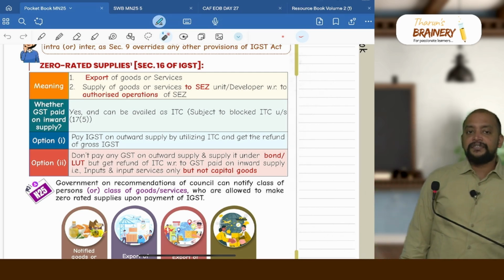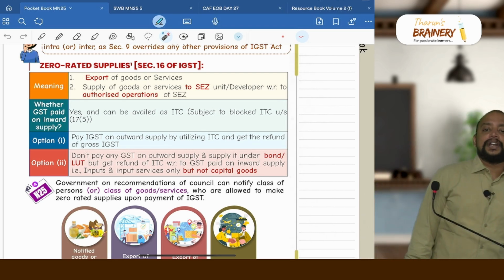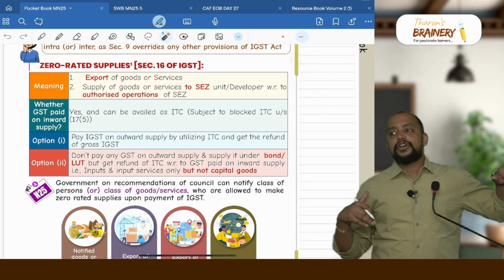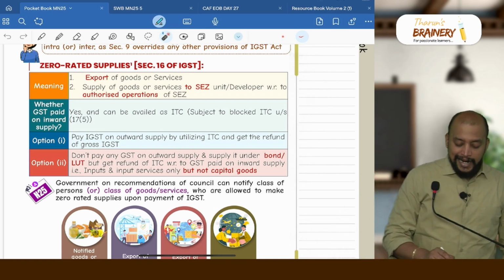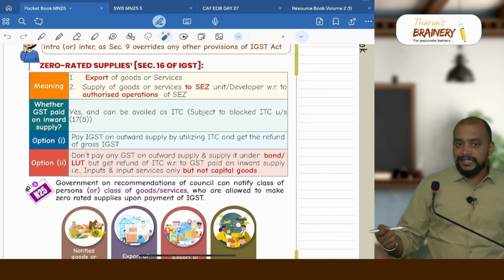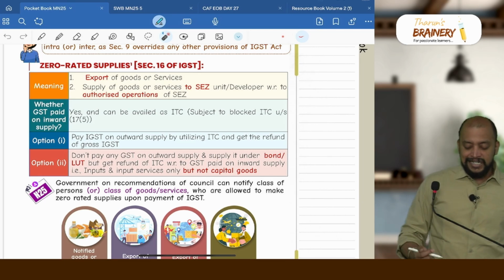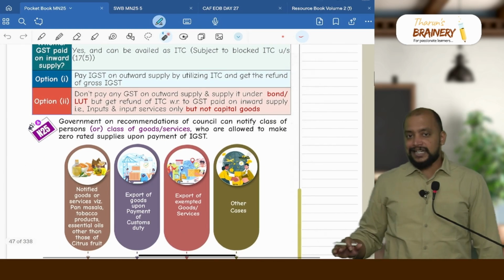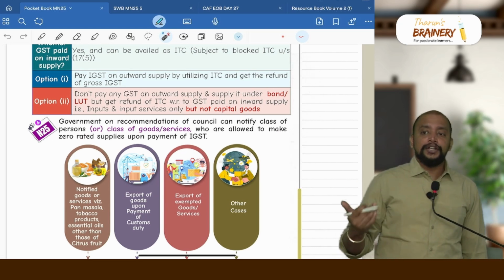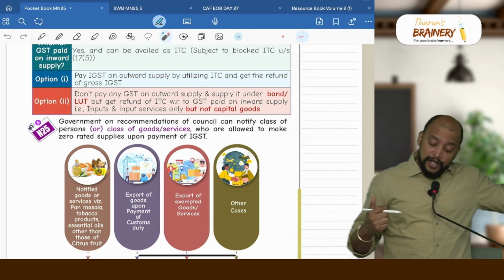Whether GST paid on inward supplies, yes, and that can be availed as ITC, but that is subject to blocked credit under section 17 subsection 5. Means when my outward supply is zero rated, I can definitely take ITC on my inward supply, but that is subject to block credit. And I have two options. Option number 1, upon zero rated supply, I will pay IGST and I will use my ITC for payment of IGST, and I will get the refund of gross IGST. Option 2, I will not pay any IGST on zero rated supply, and it will be under bond or LUT, and thereafter I will get the refund of ITC on inputs and input services.